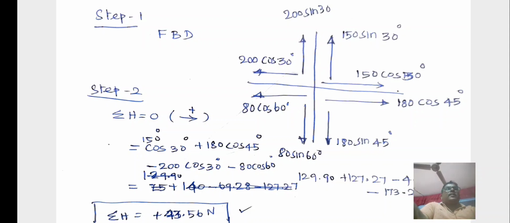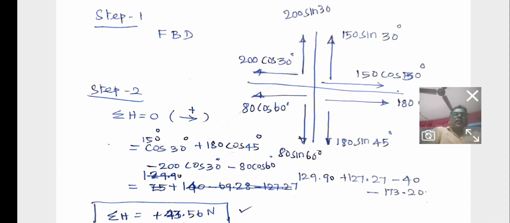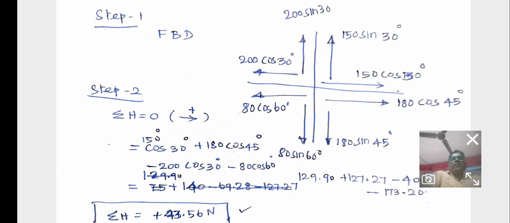Resolving all the forces: 150 cos 30 is 129.9. 180 cos 45 is 127. Then minus 200 cos 30, which is minus 173, and minus 80 cos 60, which is minus 40. The sum of the horizontal forces is 43.56 Newton, in the positive direction, to the right.